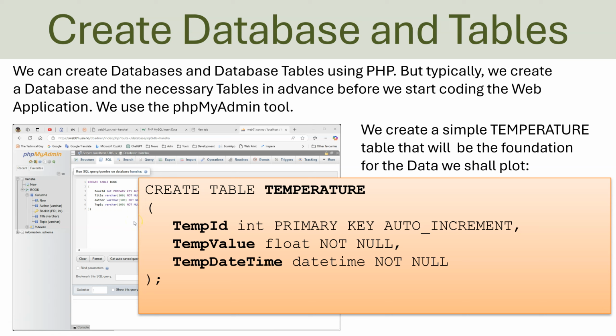So in this tutorial we are going to create a simple or basic table called temperature that contains a primary key, temp ID. This is just a running number, so every time we insert something into this database, this will increase by 1, so 1, 2, 3, etc. So we'll typically use this temp ID as the x-axis, and then we have the temp value, the temperature value, and the date time when the value is stored in the database.